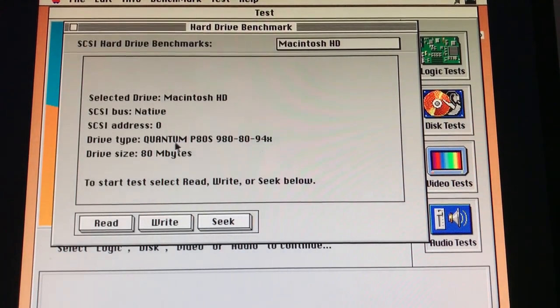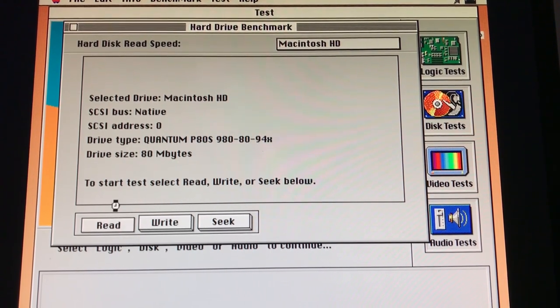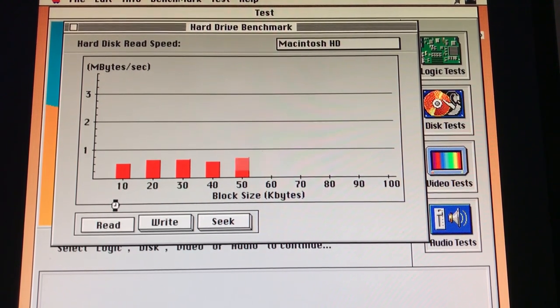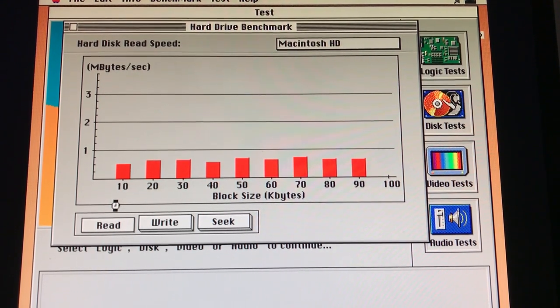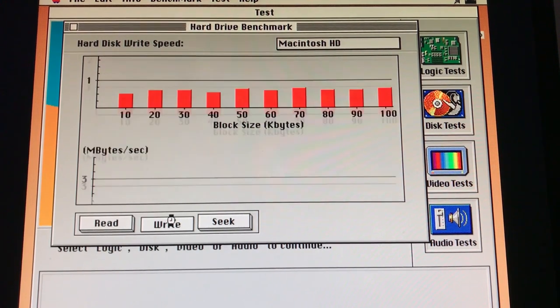Keep in mind, this is the original Quantum Pro Drive, 80 megabyte. It is not a speed demon, this drive, but with the host CPU being the 040 on the rocket, and we have a coprocessor 030 handling low-level I/O, we might actually see better performance than normal. I have no idea what the normal is for one of these old hard drives.